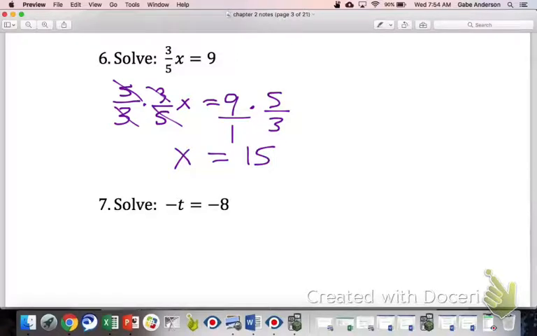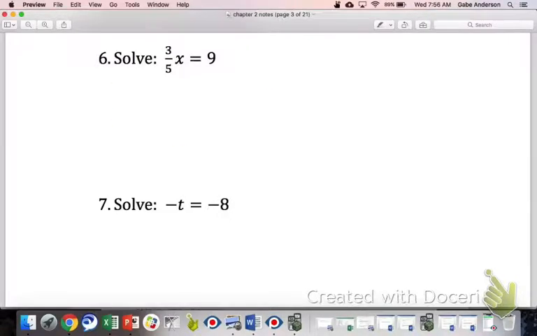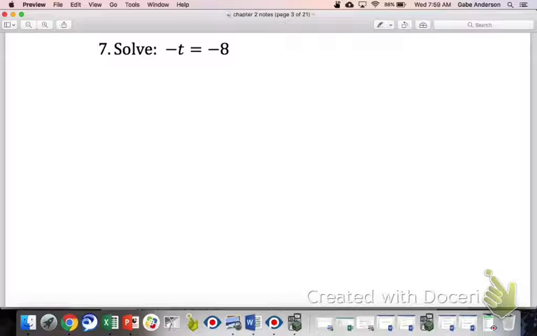Great job. Okay, take a look at number 7. Let's head to the board and try that one, and we'll get this wrapped up. Could be rewritten slightly to help us understand what to do. How could I rewrite negative t to help me understand how I should do the algebra? What do you think, Anna? Negative 1, 2. That's right. It really is negative 1 times t equals negative 8.